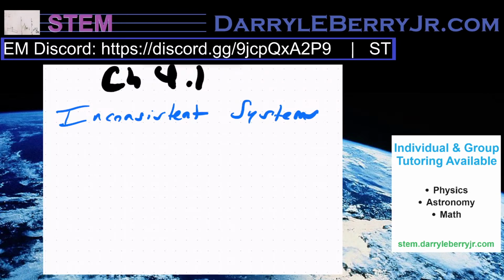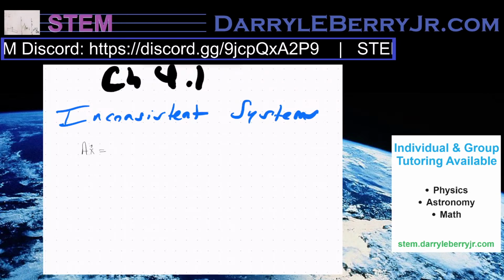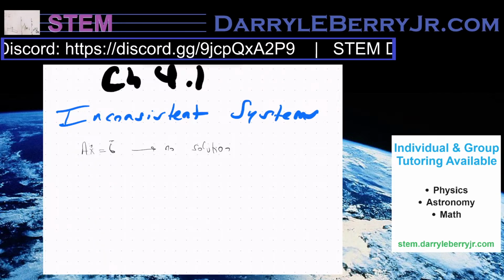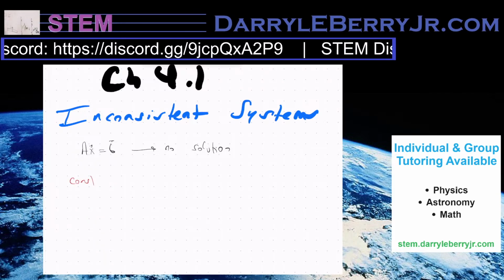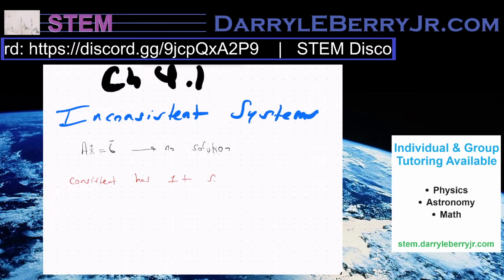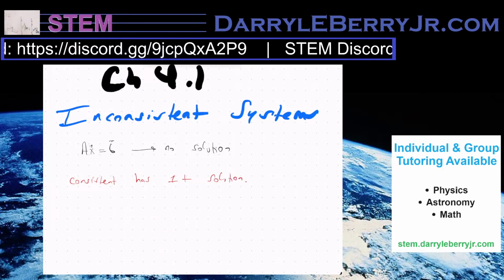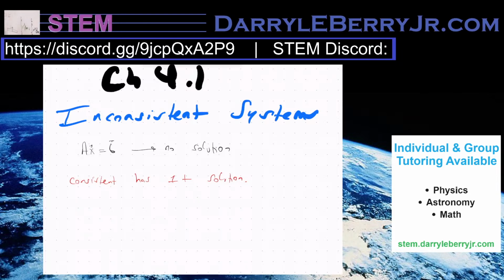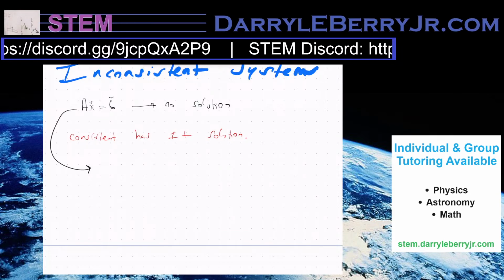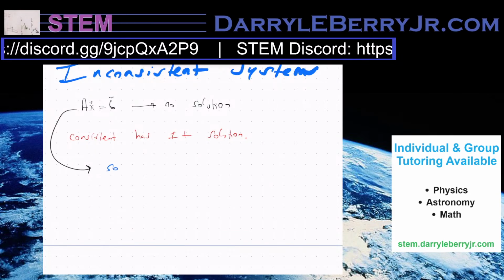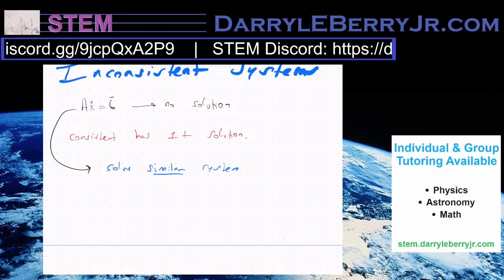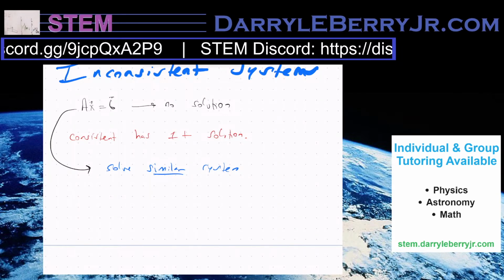So inconsistent system. This is our system, AX equals B, but it has no solution. A consistent system has one plus solution. We might try to do the best we can by solving instead the system AX equals P. So basically what we're going to do is solve a similar system. It seems like an approximation, just like a Taylor expansion.